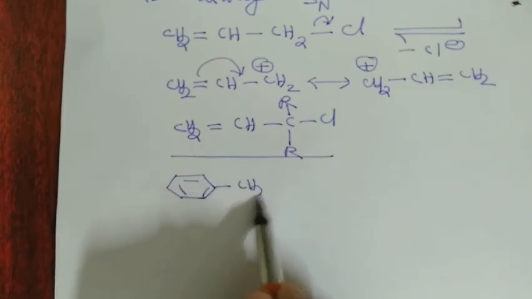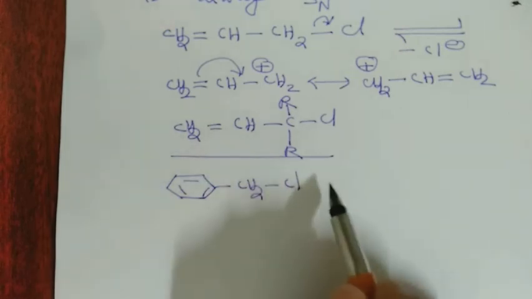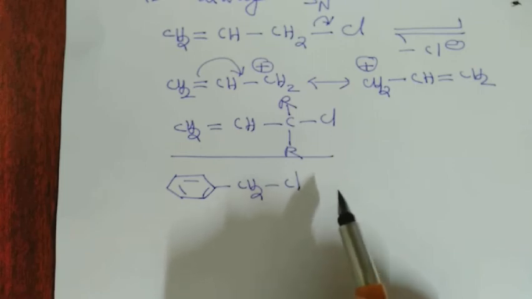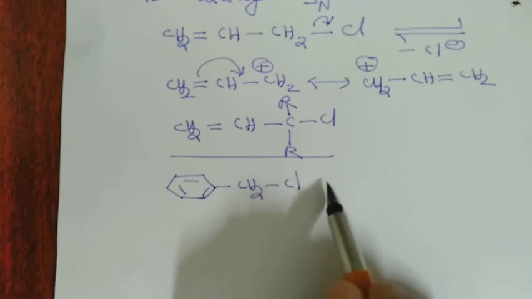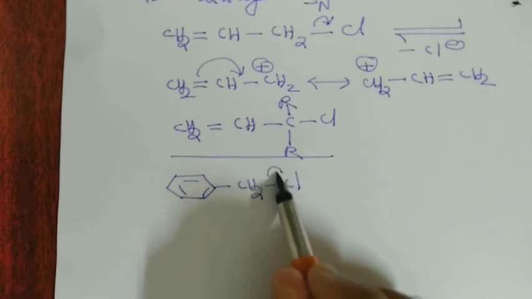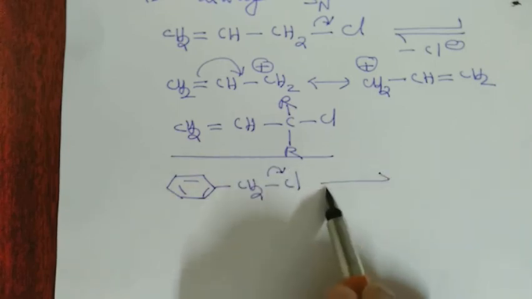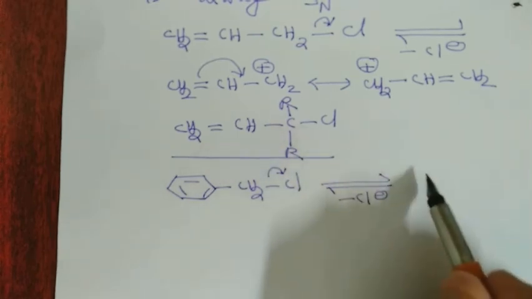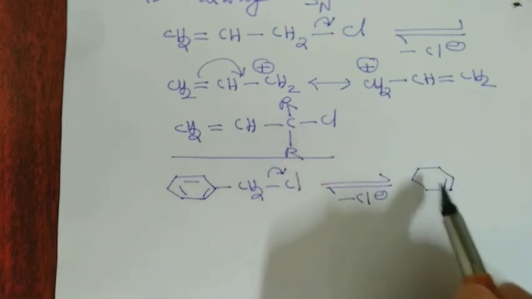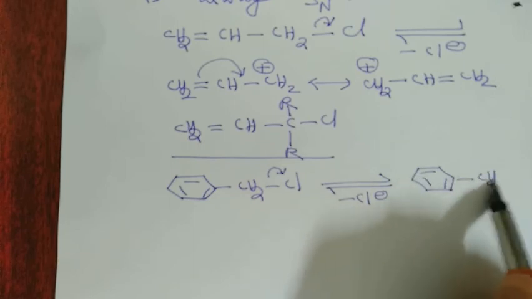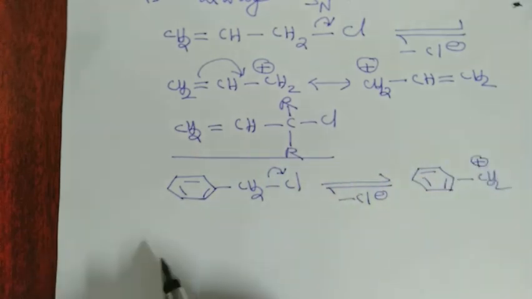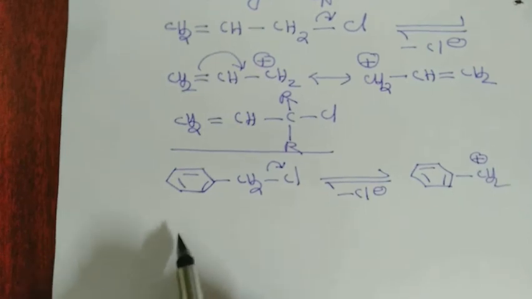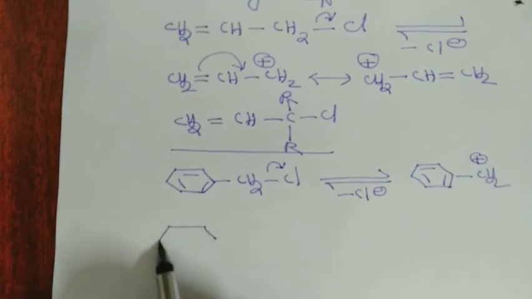This compound is benzyl chloride. Benzyl chloride also undergoes nucleophilic substitution reactions through SN1 mechanism. Heterolysis of carbon halogen bond in benzylic halides results in the formation of benzylic carbocation. In this case, benzyl carbocation is formed. Benzyl carbocation is stable due to resonance.